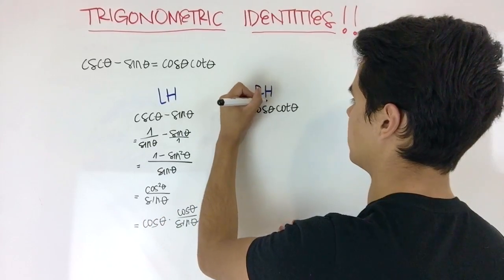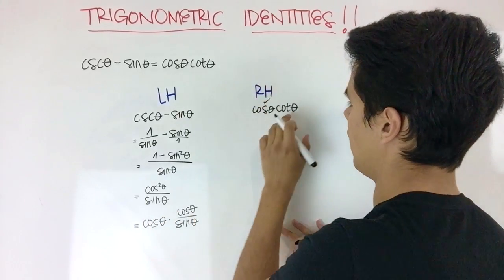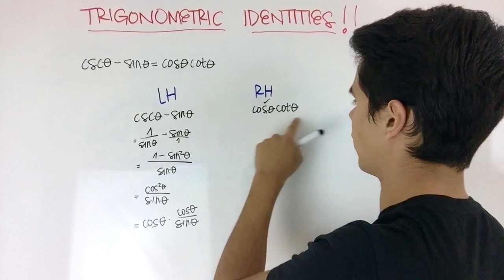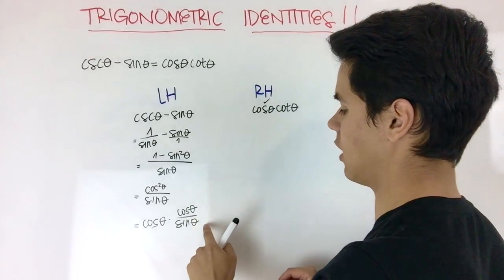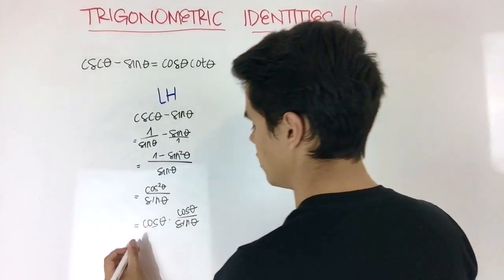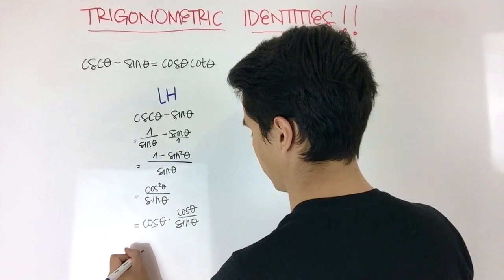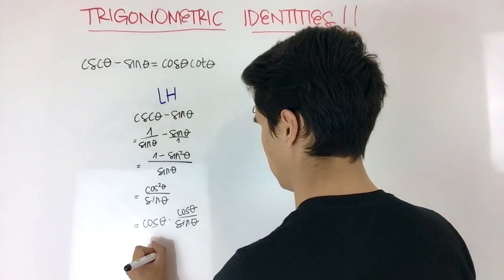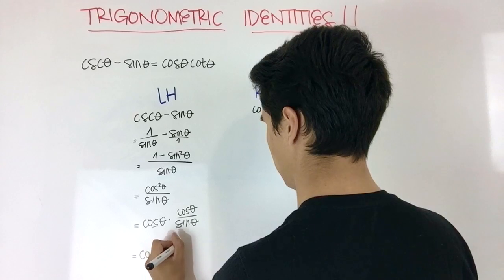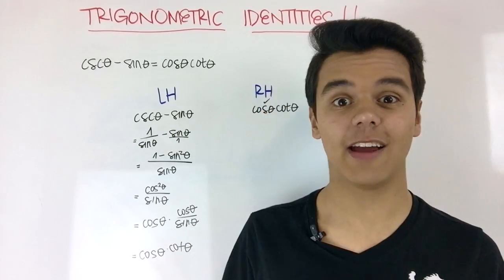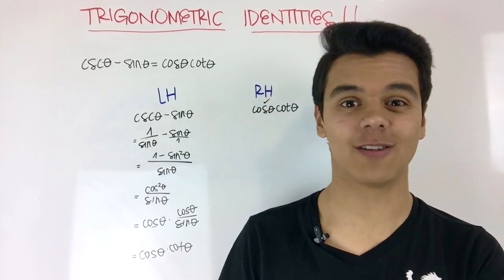So we already have this cosine of theta. Now we're missing the cotangent of theta. Now the cotangent of theta is equal to cosine of theta over sine of theta. So here we have cosine of theta times the cotangent of theta. And we just proved that our left hand is equal to our right hand.